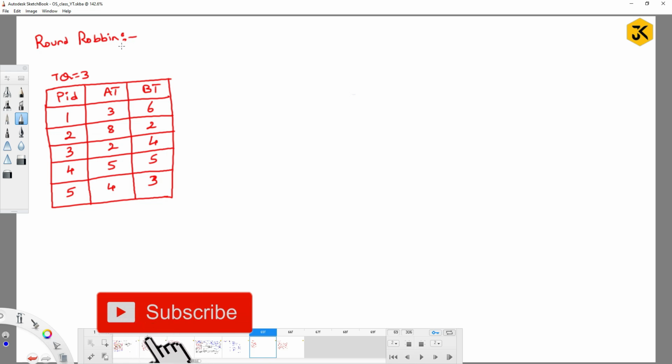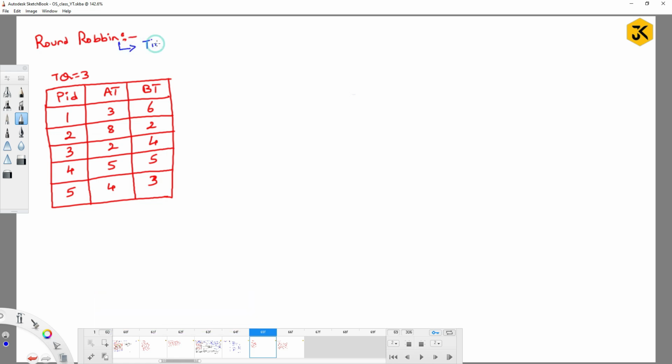So, guys, generally round robin algorithm is going to work on the principle of time quantum, which means once the CPU gets allocated, the process has to execute for only that much amount of time, and it has to come out from that respective CPU. Right?